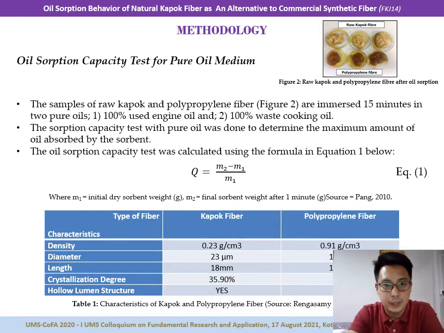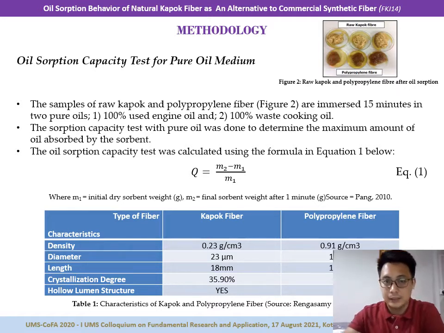So we will move to the methodology section. There are 4 experiments that have been conducted in this paper. The first one is the oil sorption capacity test for pure oil medium. The samples of raw kapok and polypropylene fiber are immersed for 15 minutes in 2 pure oils. The first one is 100% used engine oil. The second one is 100% waste cooking oil. The sorption capacity test with pure oil was done to determine the maximum amount of oil absorbed by the solvent. The oil sorption capacity test was calculated using the formula in equation 1 below.